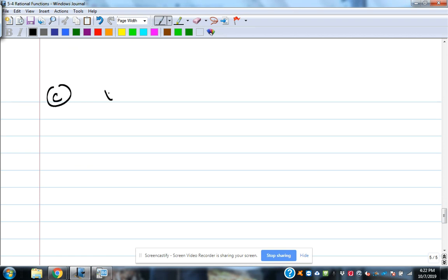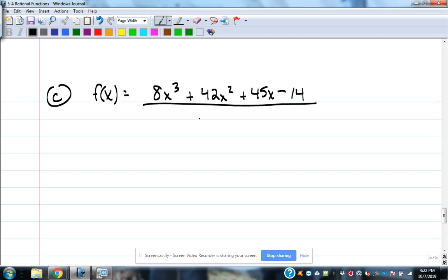Let's do f of x equals 8x cubed plus 42x squared plus 45x minus 14. So an x cubed up top that's kind of big. And then 4x squared plus 11x minus 3 on the denominator. When you start looking at these things, you can decide about horizontals and obliques from either the original or the simplified version. Sometimes it's easier to see before you start factoring it all which one it is.